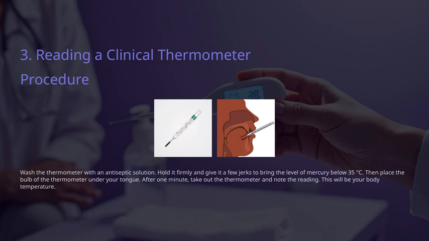Next, place the bulb of the thermometer comfortably under your tongue, making sure it's in contact with the moist tissue. Stay still and wait for about 1 minute to allow the thermometer to register your body temperature. After that, carefully remove the thermometer and look at the mercury level. That reading is your body temperature, which gives us an important indicator of your health. Remember, proper technique ensures accurate measurements, which are crucial for proper diagnosis and care.